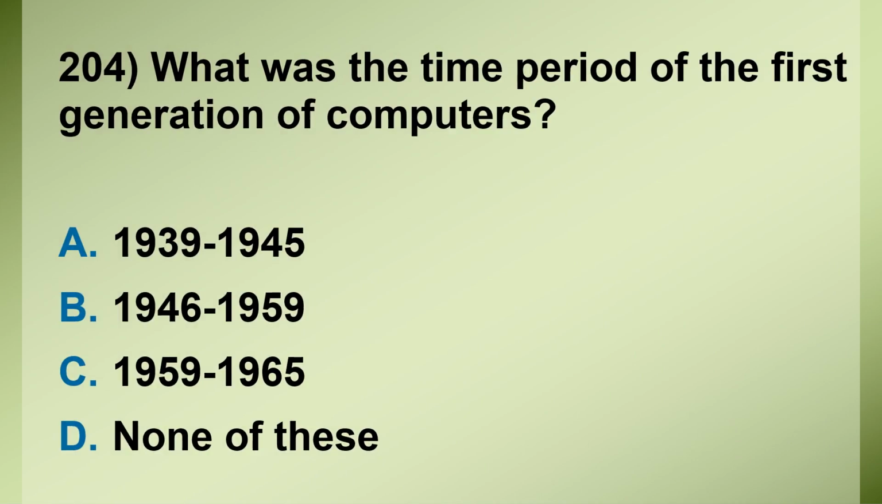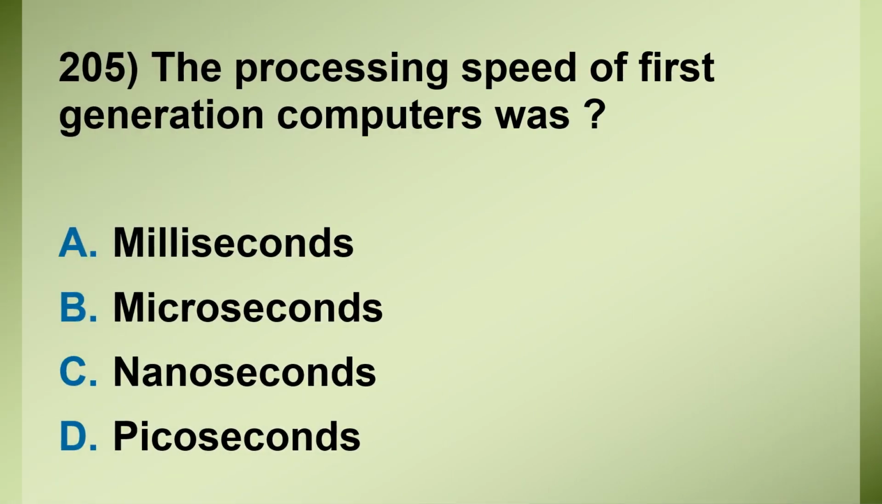What was the time period of the first generation of computers? That is 1946 to 1959. Okay. The processing speed of first generation computer was milliseconds. Okay.